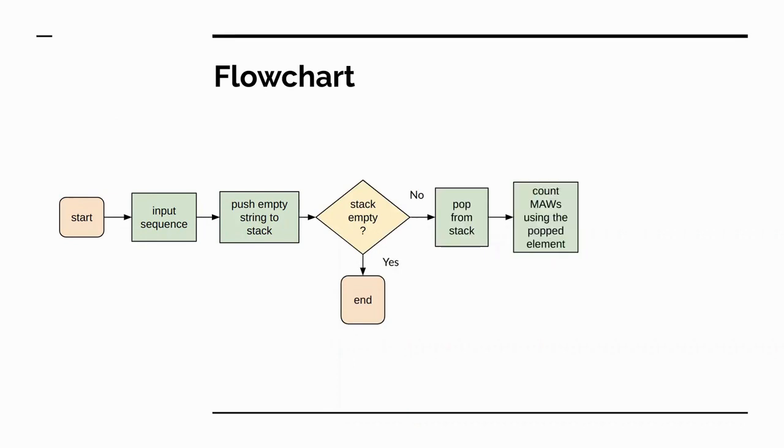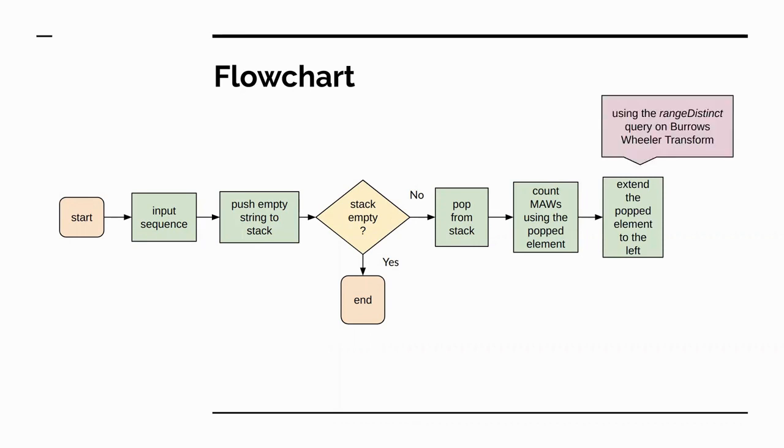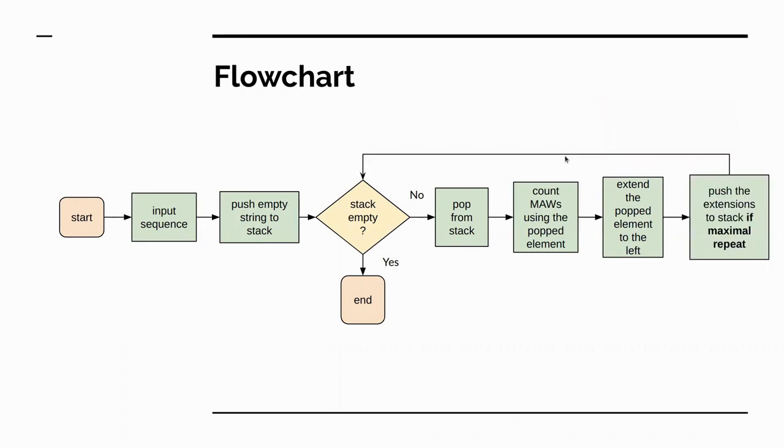Then, using that popped element, we will count the MAWs. Then we will extend that popped element to the left, using the range distinct query that we described before. And we will push the extensions to the stack if those extensions are maximal repeats. So in this way, we will find all the maximal repeats of a string, and using the repeats, we will count the MAWs.